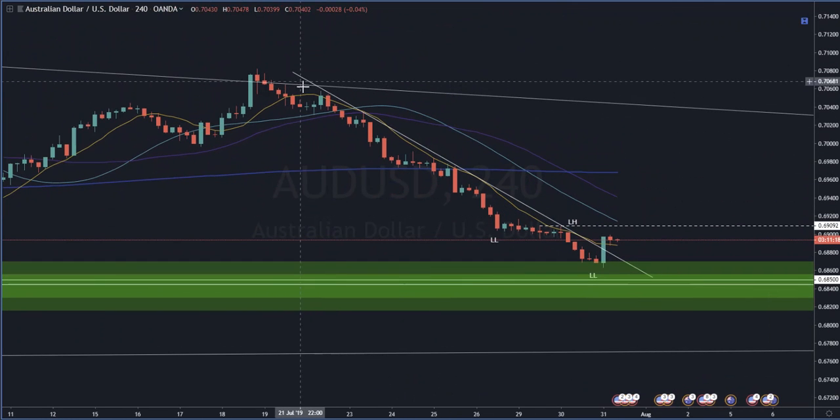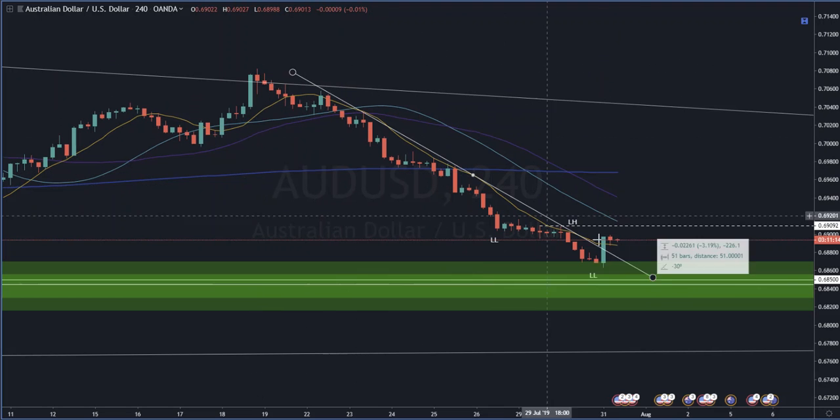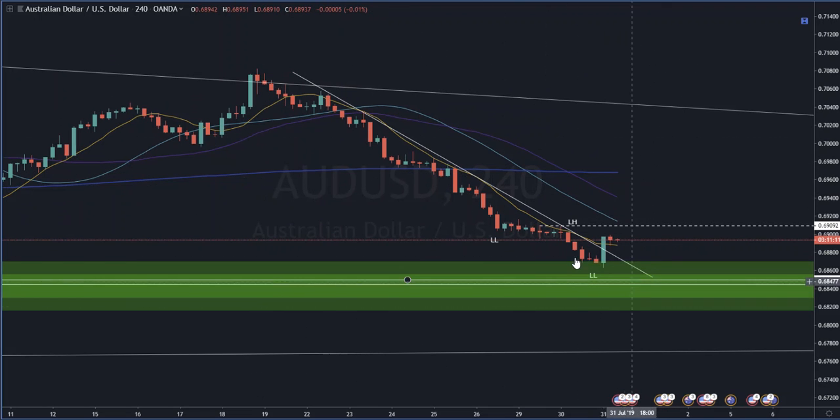So what we've got here is very interesting. I've plotted the trend line down. We can see that this is our demand zone on the highest time frame. We don't need to look at the high time frames now because it's written here. We know this is the monthly trend.